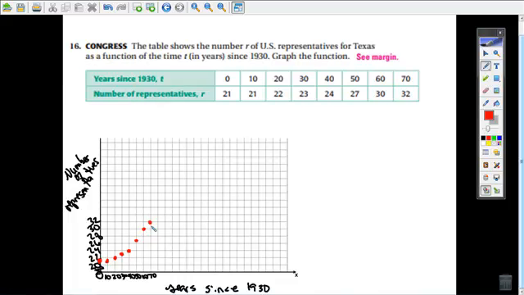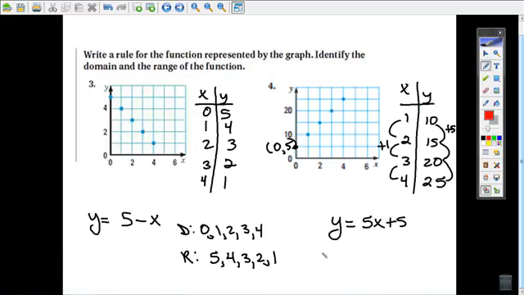I do want to take us back a slide because as I was working, I was thinking I forgot to finish the question. Right here on this problem 4, it's asking for the domain and the range, and I wouldn't want to forget to do my whole problem. So the domain are the values 1, 2, 3, and 4, and the range values are 10, 15, 20, and 25.